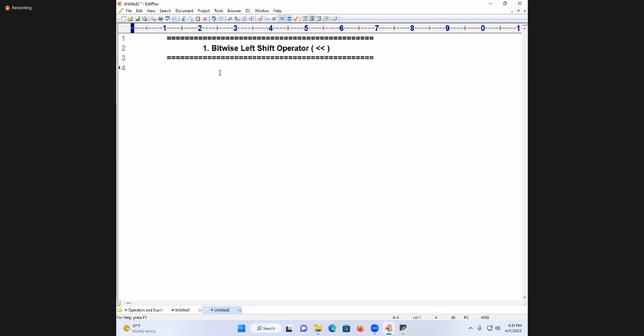Now, coming to the point of it, the bitwise left shift operator, I'm going to deal with this. Syntax I'll go first, and then I'll go for the explanation, examples and everything I'm going to discuss. So first, syntax I will take it. So syntax we will go for it.